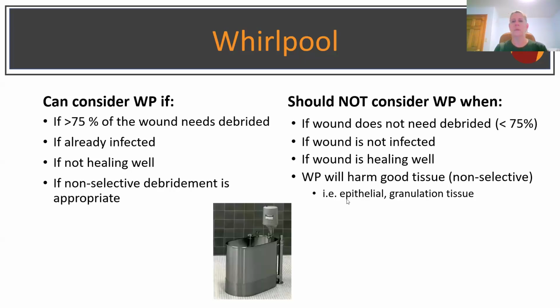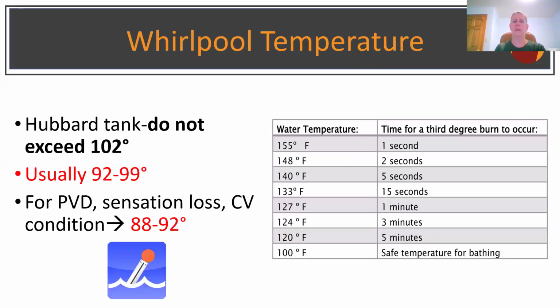Okay, so there are a few instances where we might use Whirlpool, but typically not. Probably the only time we use Whirlpool nowadays is when somebody comes in with burns and we need to do some debridement, and the Whirlpool will help with some of that. That might be the only time we even consider it. I don't think you need to know this for the exam because we're not going to really use Whirlpool. But if we do, just remember that you usually want to be at 92 to 99 degrees. If they have peripheral vascular disease or sensation loss or neuropathy, it's got to be cooler. We have to be careful. We don't want somebody to get burned from it, right? So we really don't want to exceed 102 degrees.